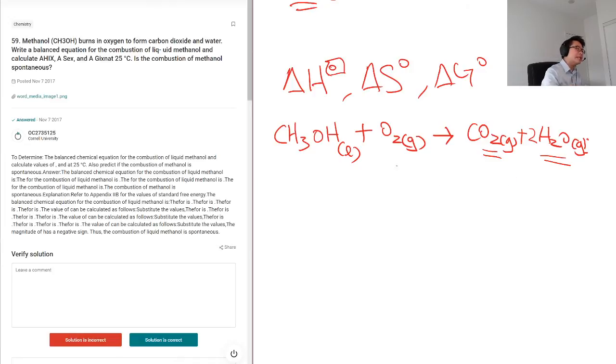So therefore, we need 1 more on the left. Okay, so we have 4 oxygens on the right, and we have 3 on the left. In order to make sure we have 4, I'm going to use a fraction to make things a little bit easier. So we will have 3 over 2 of oxygen. So at the end, we have 3 plus 1 is 4, and then we have a balanced chemical reaction.